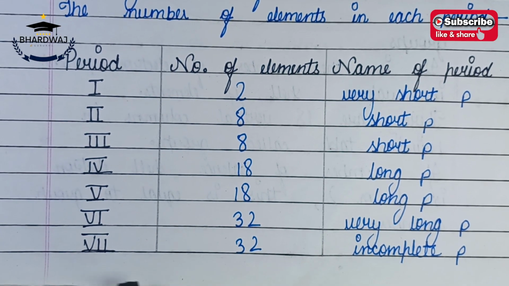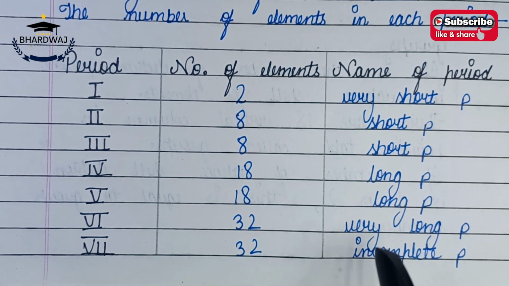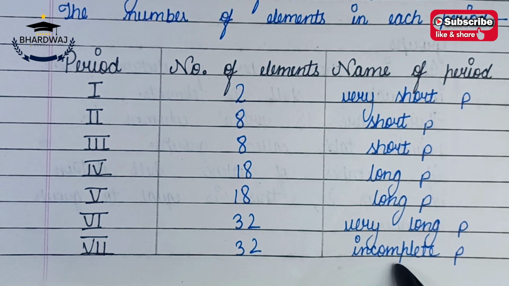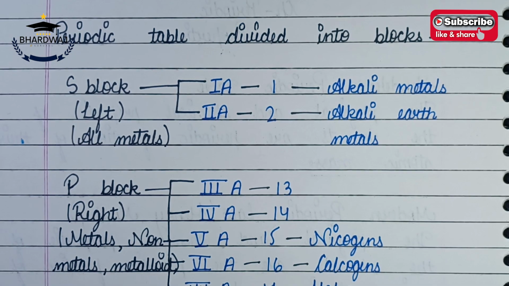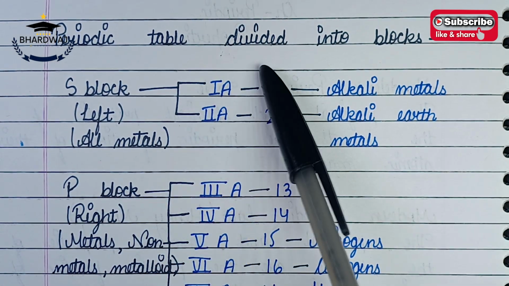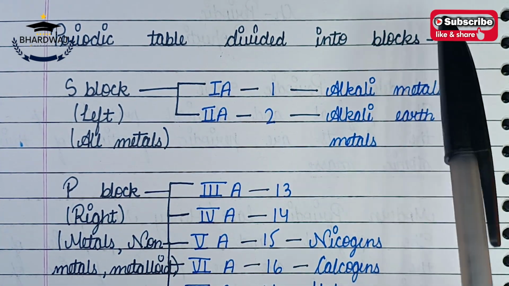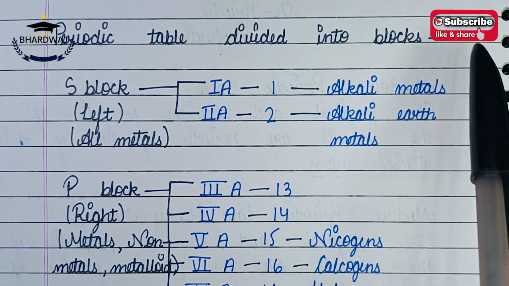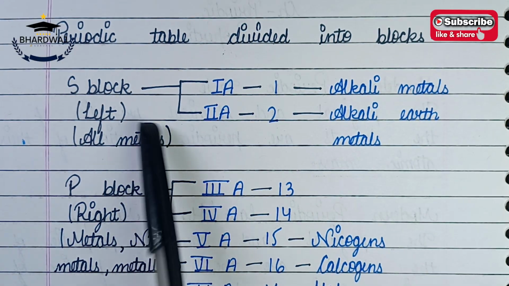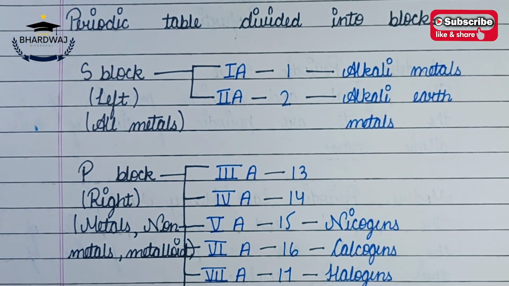And the seventh one also has 32 elements, but this is still incomplete because many elements are still undiscovered. The periodic table is divided into blocks, which are the S block, P block, D block and F block, but in the syllabus we have only the S block and P block, so let's study about them.